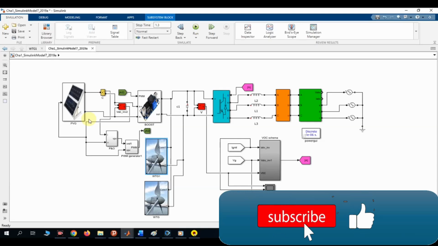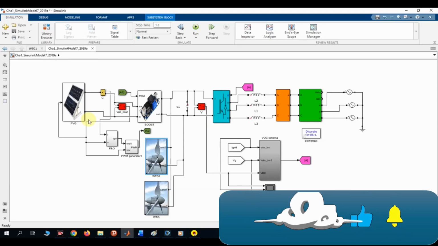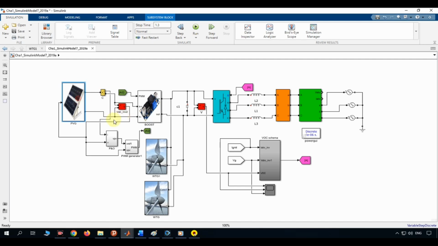In the previous videos, we covered the photovoltaic side of this model in detail. The PV generator, the perturb and observe algorithm, the boost converter, and the voltage-oriented control that manages the grid-connected inverter.